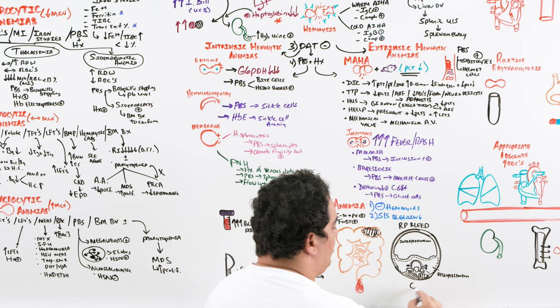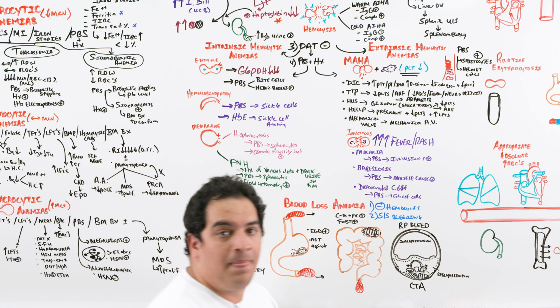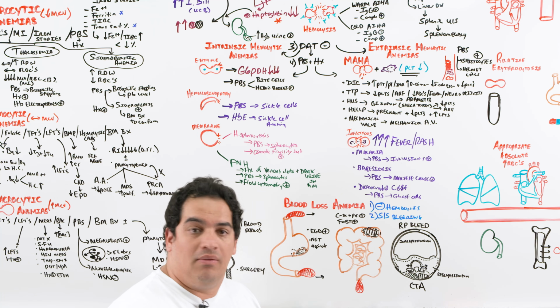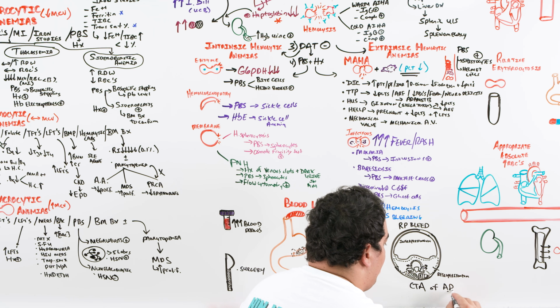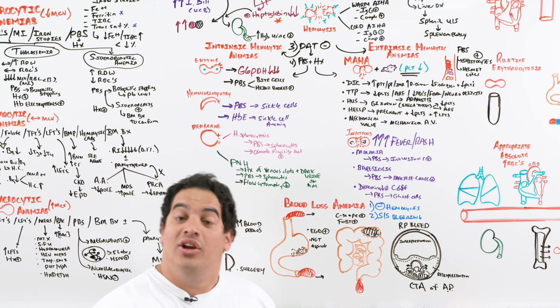And sometimes for this one, we do something called a CTA of the abdomen and the pelvis area. So you can do a CTA of the abdomen and pelvis to look for any kind of bleed in those areas.